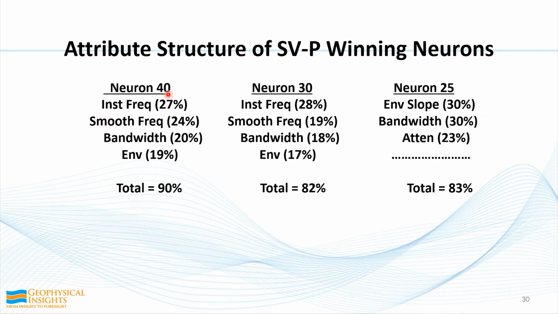We want to look just real quickly here at the instantaneous attributes that form winning neurons 40 and 30, and look at that. They're exactly the same and essentially the same percentages. So yeah, they are individual neurons, but they are a heck of a lot alike in their internal architectural structure. Neuron 25, totally different animal. It has bandwidth here, which is also in these two here. But other than that, it's got a totally different set of instantaneous attributes in which it embeds its information.